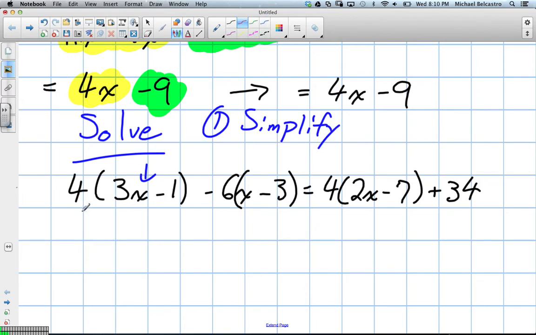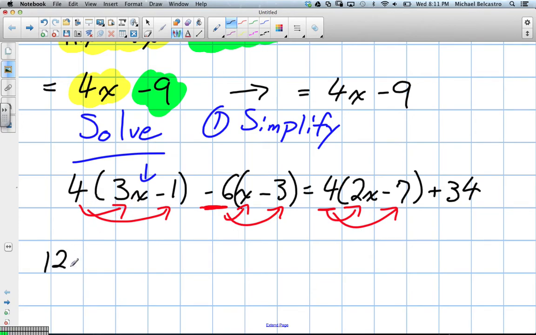Because this 4 is on the outside of the bracket, we have to distribute it. Just like this negative 6 will have to be distributed in, positive 4 will also have to be distributed in. So we have to do 3 steps of distributing. Very first one, 4 times 3x will give us what? 12x. And 4 times negative 1? Not just 4, but negative 4. Okay.